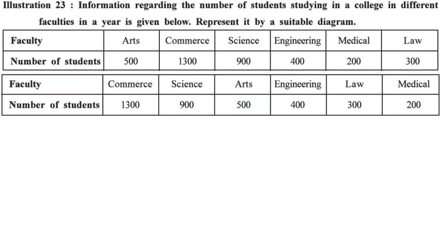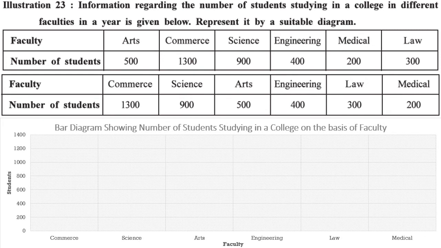What we need to do is draw a diagram first and then we will show the bars. Now in your graph paper, you need to draw something like this. On the x-axis, commerce, science, arts, engineering, law and medical are there, that is, faculties. On the y-axis, that is the vertical axis, we have written the number of students, with the scale of 1 centimeter equal to 200 students. So 200, 400, 600, 800, 1000, 1200 and 1400 are the values which we have shown.